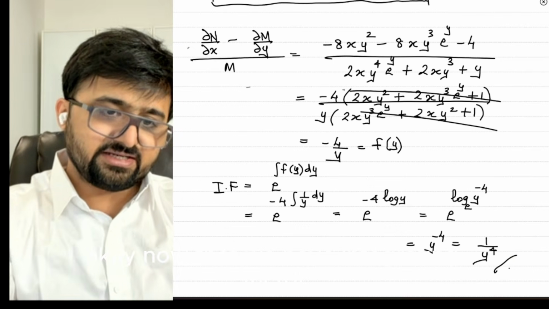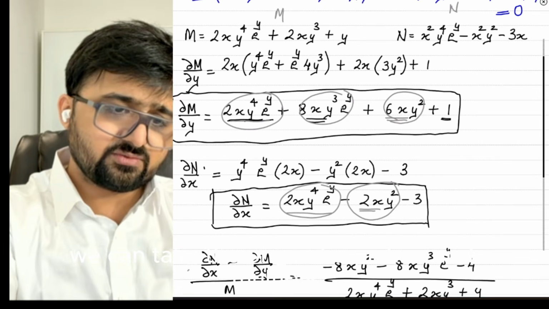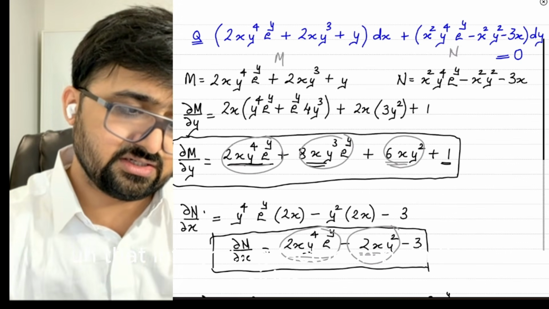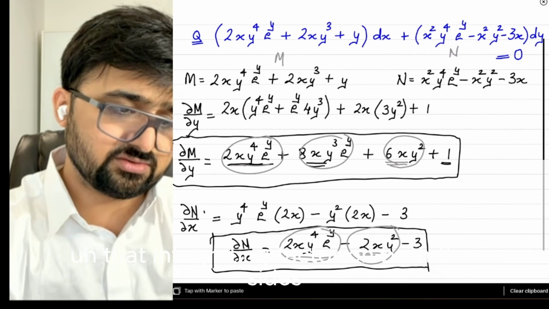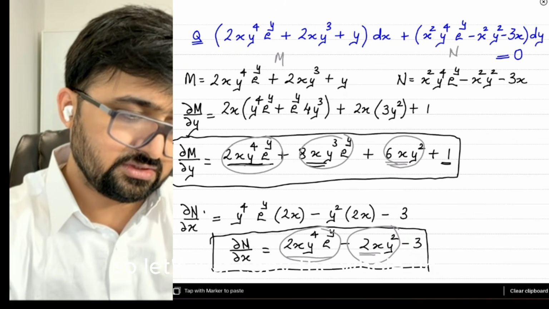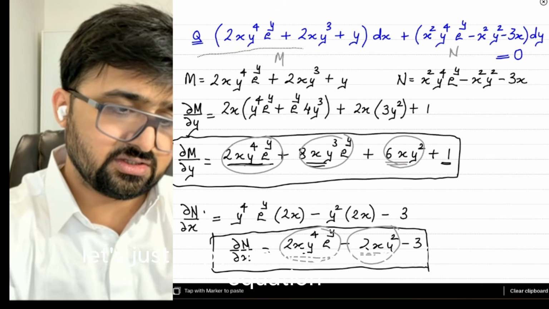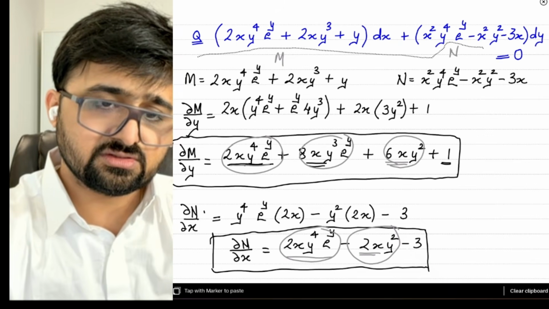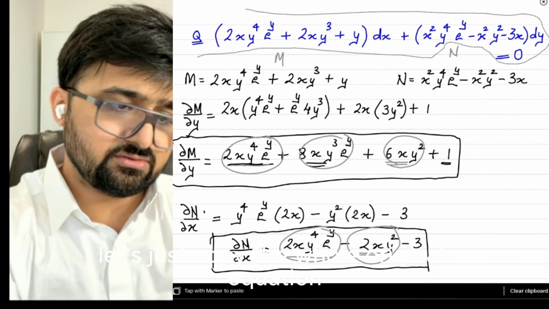Now that we have the integrating factor, we can take the original equation and multiply that integrating factor on both sides. So let's just copy the whole original equation.